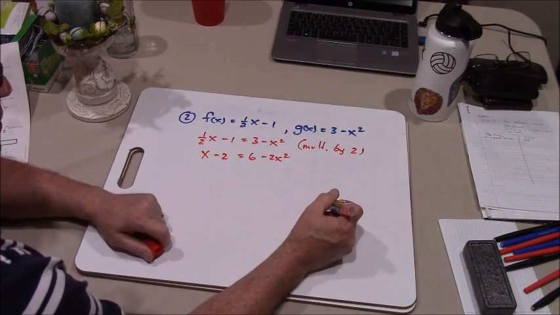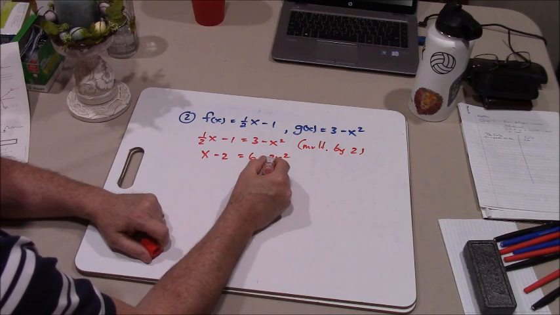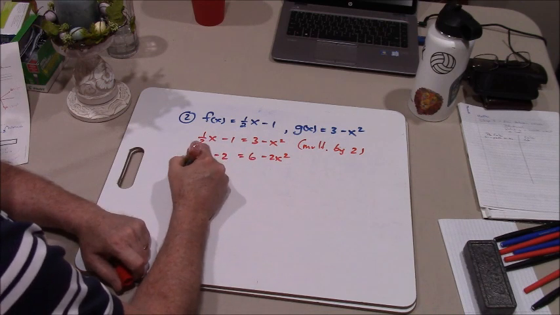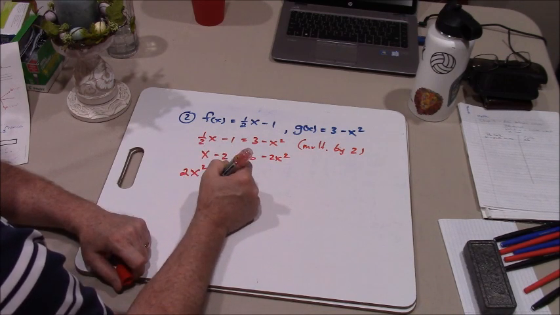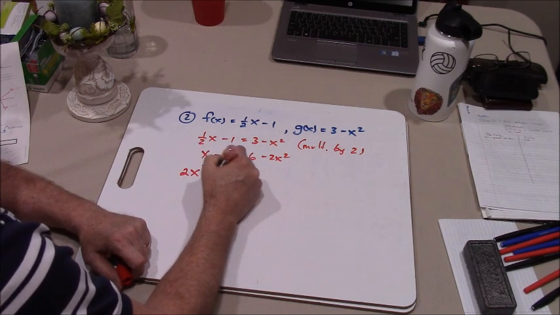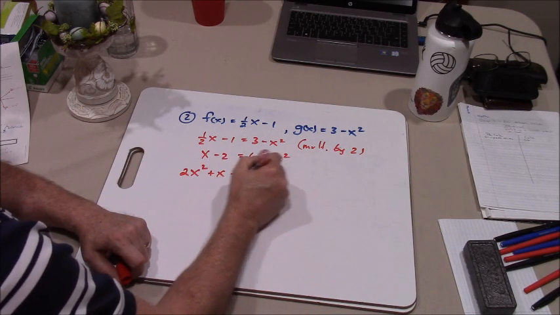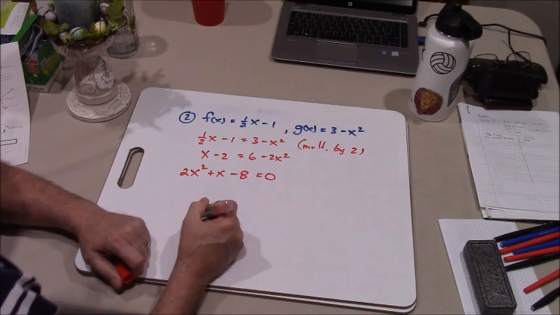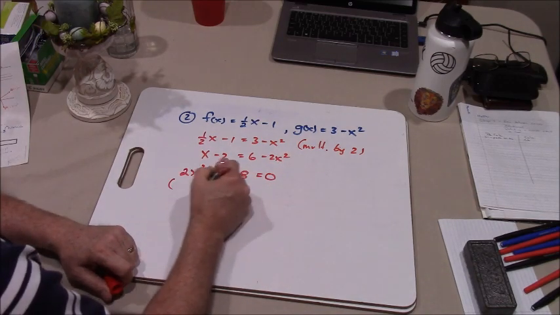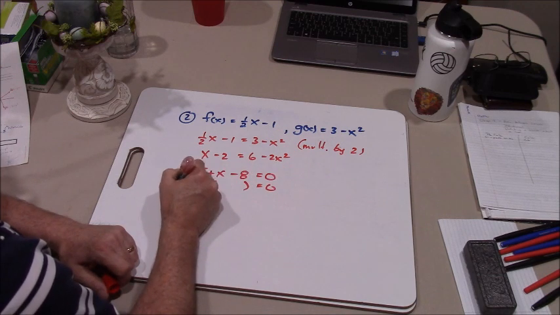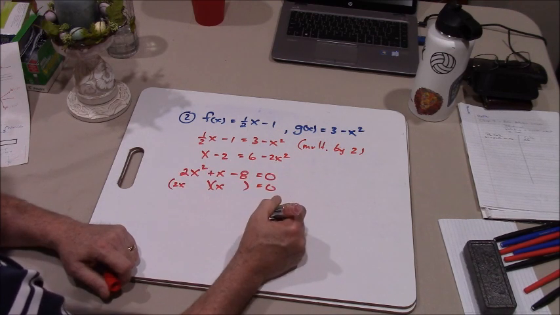Now I want to set the whole thing equal to 0, and I really want the x squared term to be positive, so I'm going to move everything over to the left side. So I'm going to have 2x squared plus x. When I move this 6 over and subtract it, I'm going to get minus 8, and that's equal to 0. And so now I'll try and factor this. I've got 2x times x.